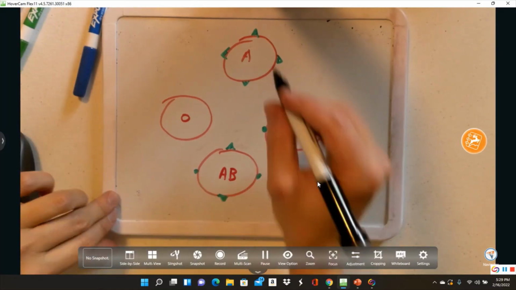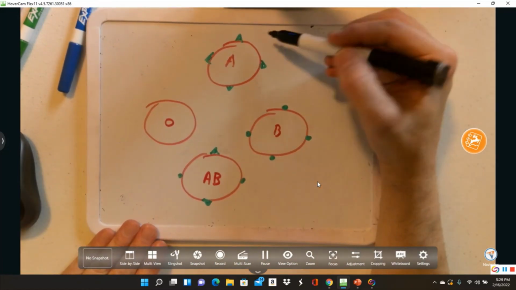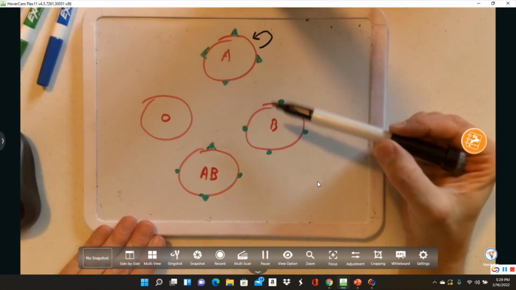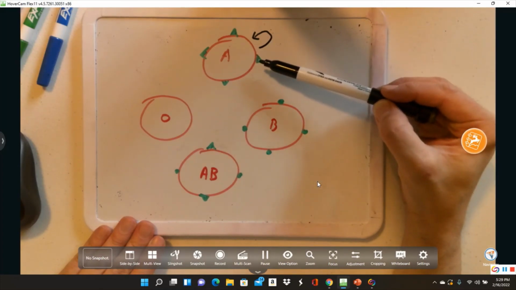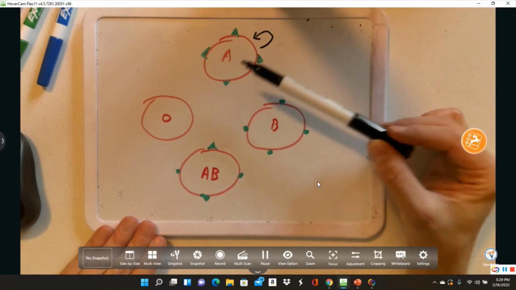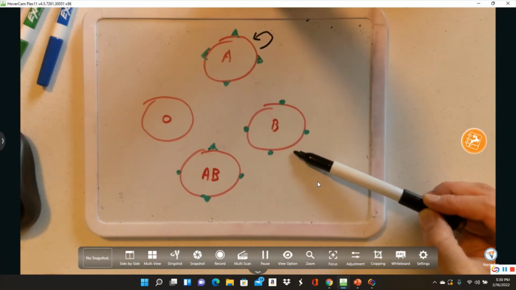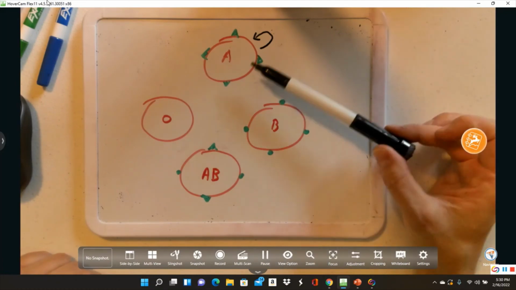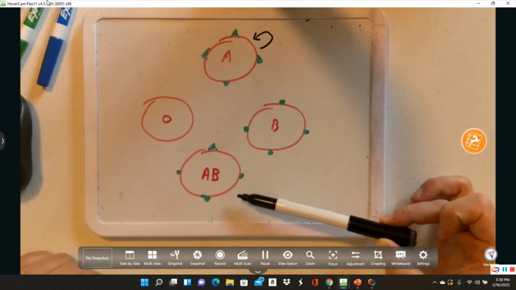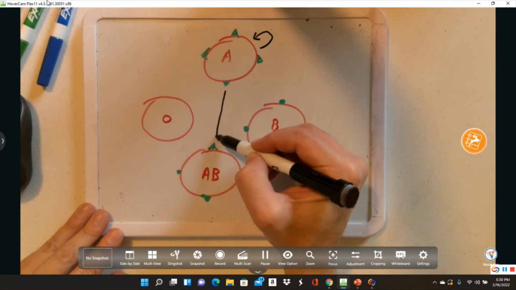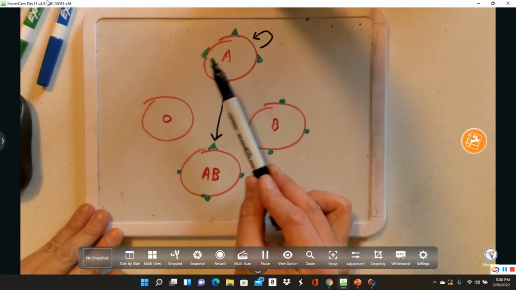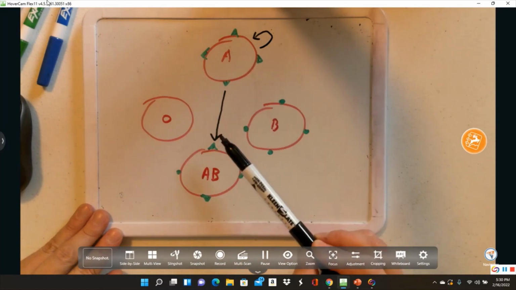So let's take a look at this. Let's see who A can give to. First thing, you can always give to yourself. So A can donate blood to A. Absolutely. But can A give to B? Let's think. A has the A antigen. B's plasma has anti-A antibodies. So A cannot give to B, because remember that B blood has the anti-A antibodies. Can A give to AB? AB has no antibodies. So A can give to AB. Can A give to O? O has both anti-A and anti-B antibodies, so A cannot give. So A can give to itself, and A can give to AB.